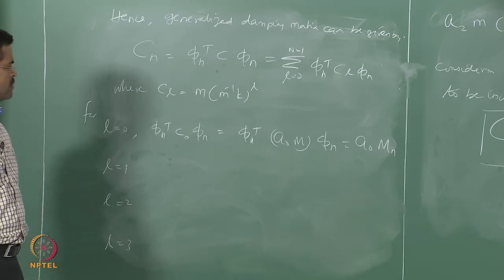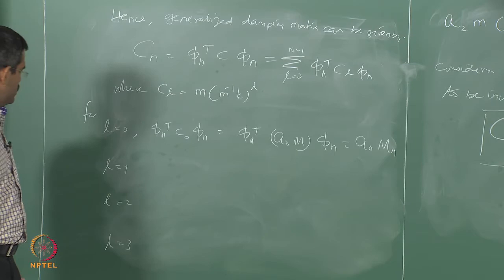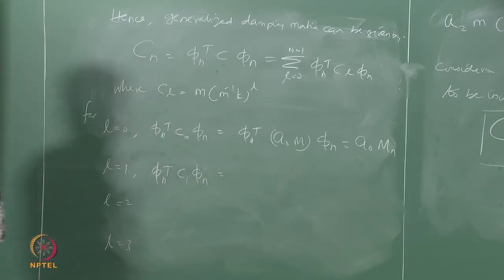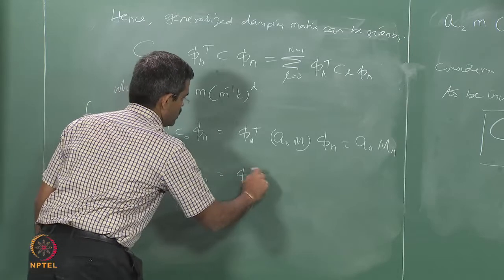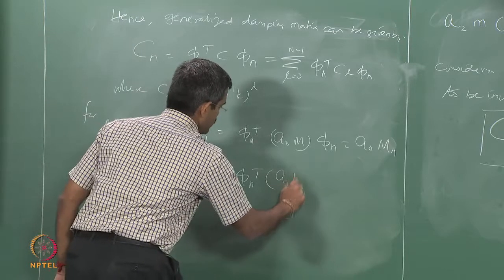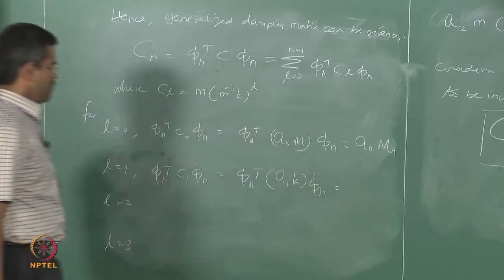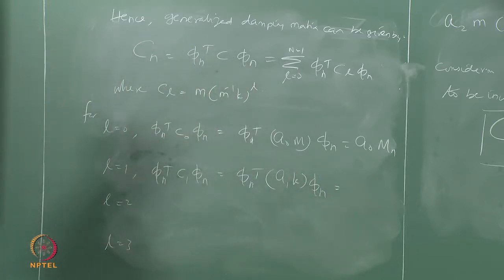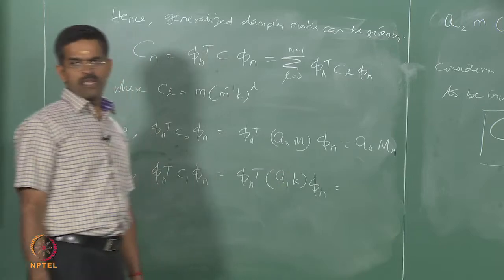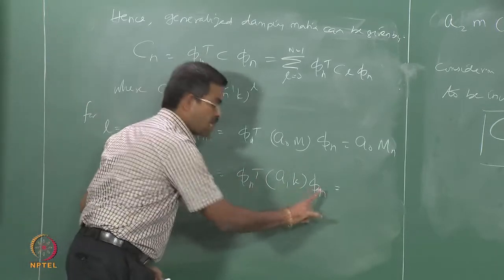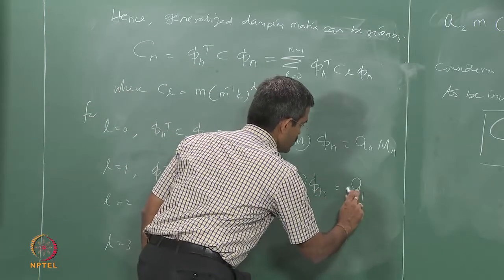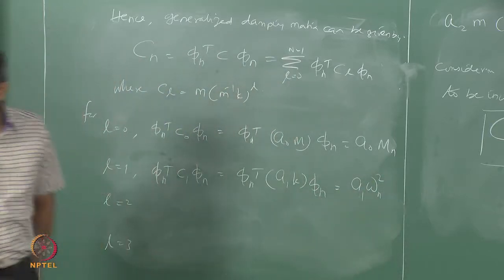Okay. Similarly, phi n transpose C1 phi n is phi n transpose C1, which is A1 k, of phi n. phi n transpose k phi n is of course normalized k, but I am looking at this as phi n transpose k phi n, if you remember, it gives me the eigenvalues back, omega square. Okay. So, I can write this as A1 omega n square of m n.